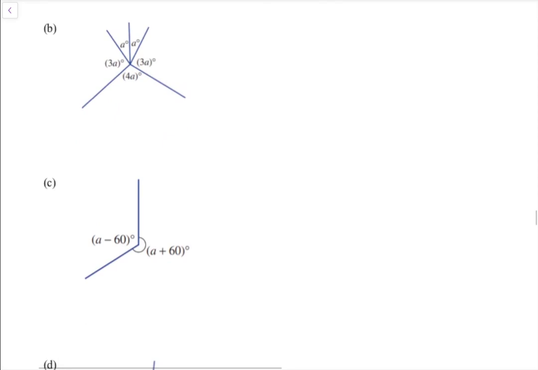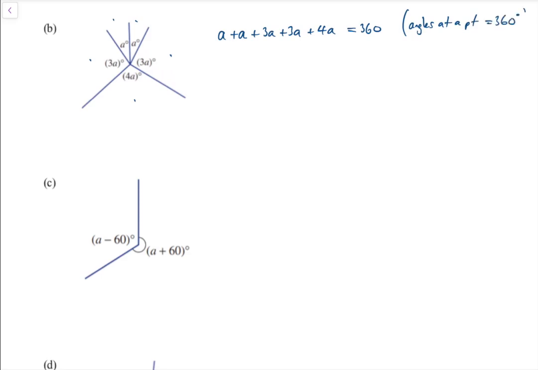Part B. Now, I can see I've got 1, 2, 3, 4, 5 angles in this question, so let's add them up. I've got an A, I've got another A, I've got a 3A, I've got another 3A, and I've got a 4A. And they all add up to 360 because angles at a point equal 360 degrees. And I can see the point is there that all the angles meet at.